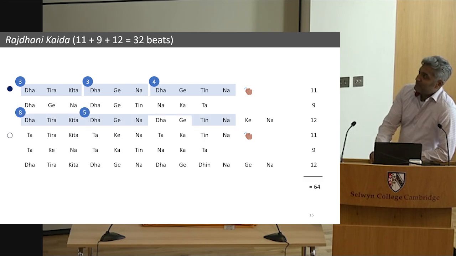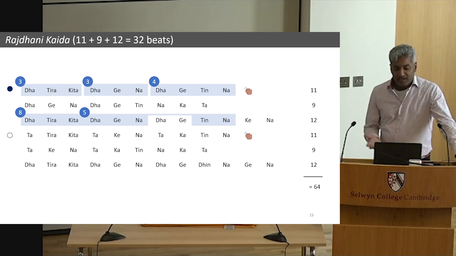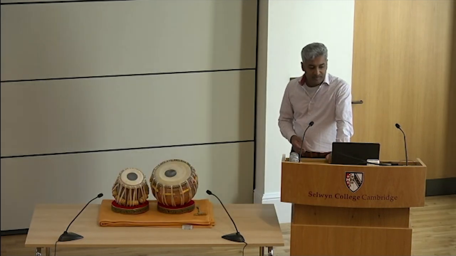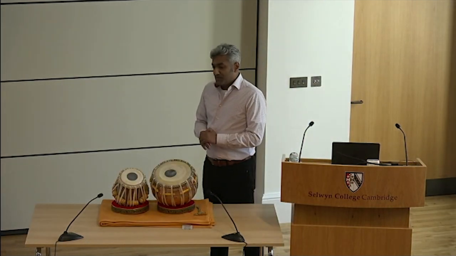And if you include 3 plus 5, that's an 8-beat. So that's dha tirikita dhagena tinna. It's an 8-beat phrase. And so you can start playing around with these a little bit more. So hopefully I've given you an impression now of what the tabla sounds like, also what the language of the tabla sounds like.